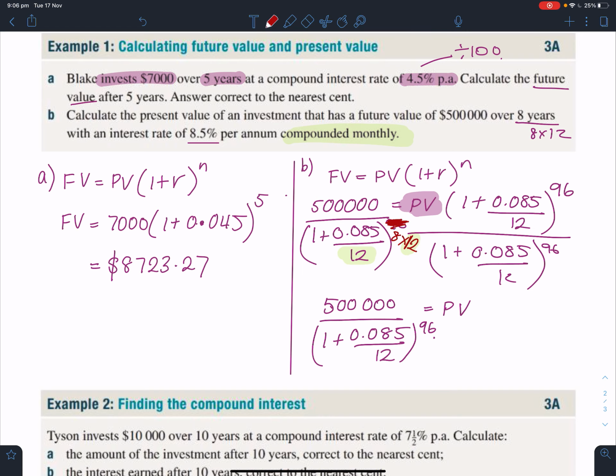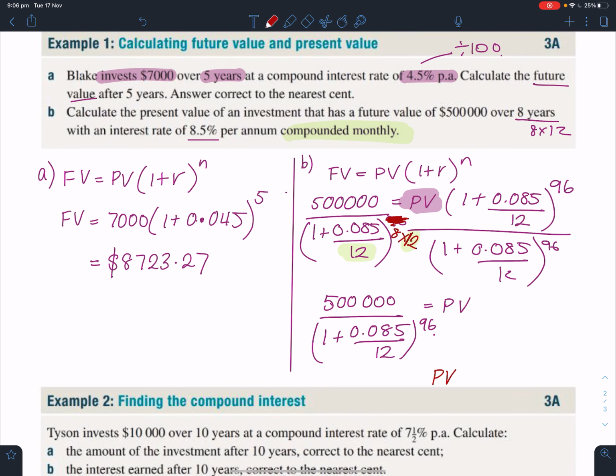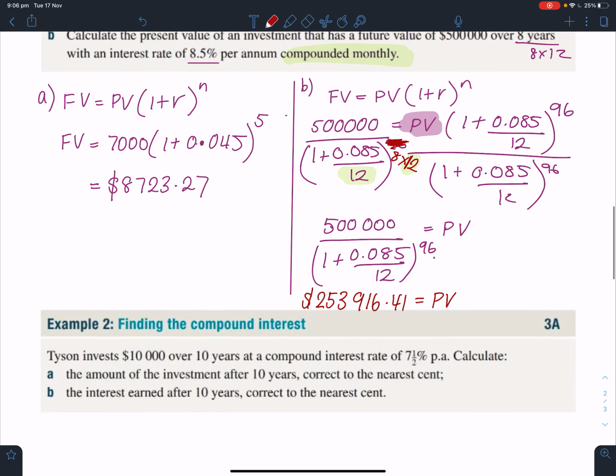All right, now, if we throw that into a calculator, the present value, I'll just change colours, is $253,916.41. Okay, so that's what was invested to earn the $500,000, which makes sense. So the present value is obviously going to be less than what the future value is. Okay, now that's example 1.